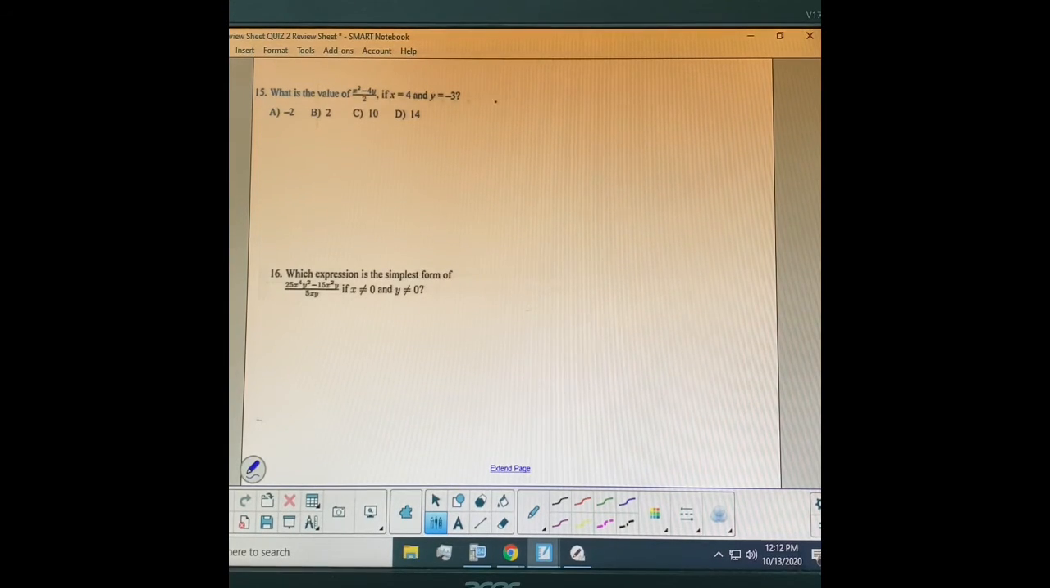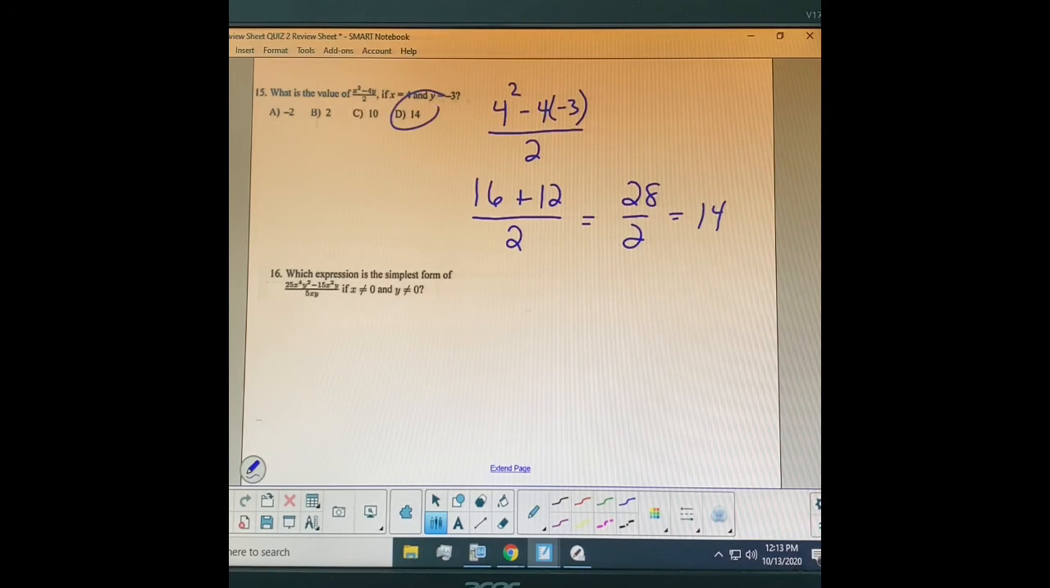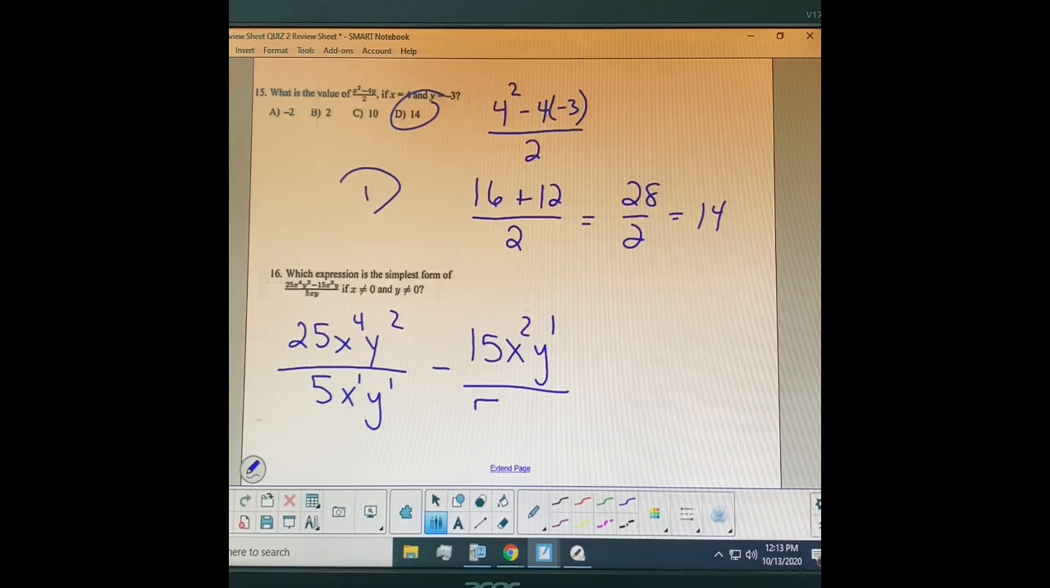Number 15, just plug in x equals 4, plug in y equals negative 3, use the orders of operations, PEMDAS, to get your final answer, choice D. Number 16 is the same as the last two questions before 15, which is dividing a polynomial by a monomial. Split each term up and divide by the denominator, and simplify your answer, 5x cubed y minus 3x.